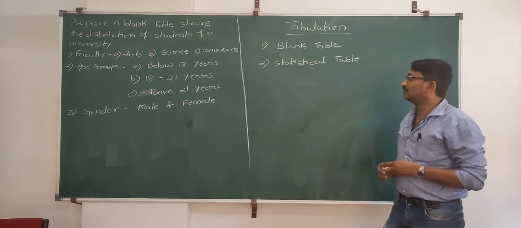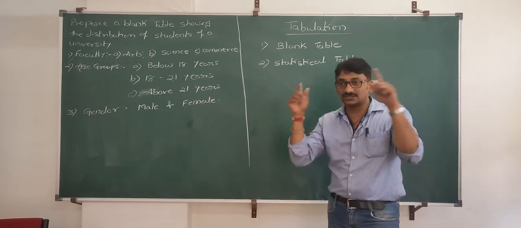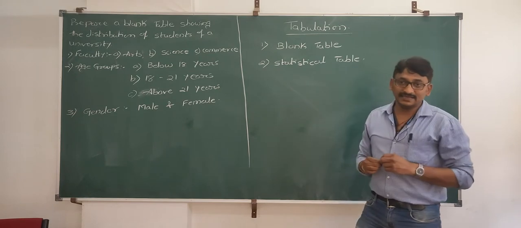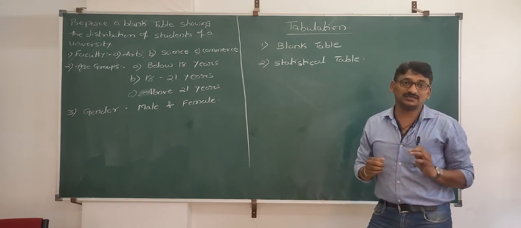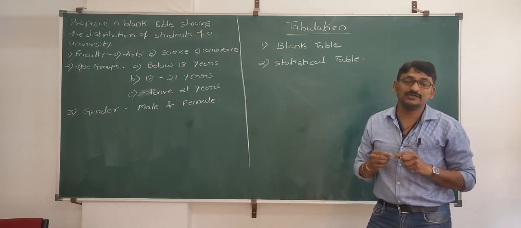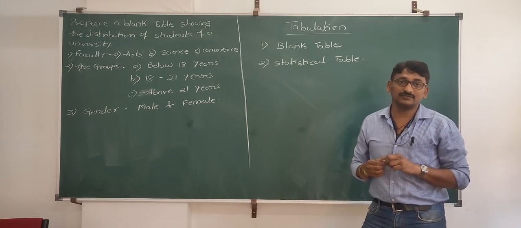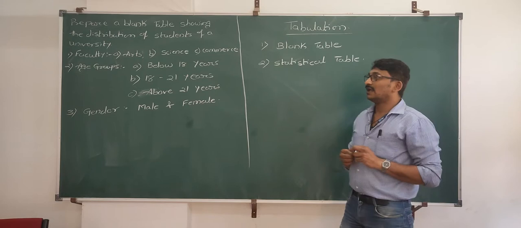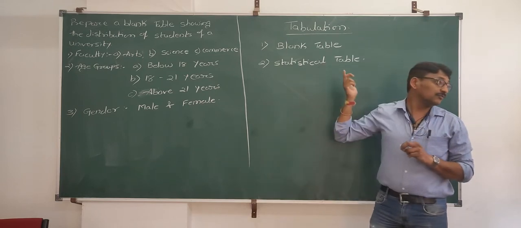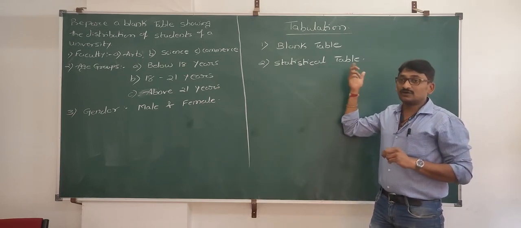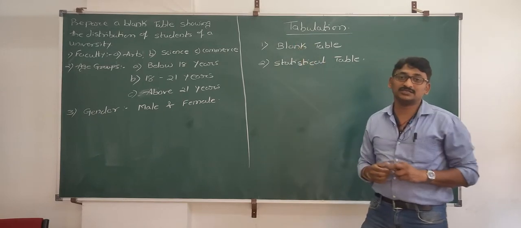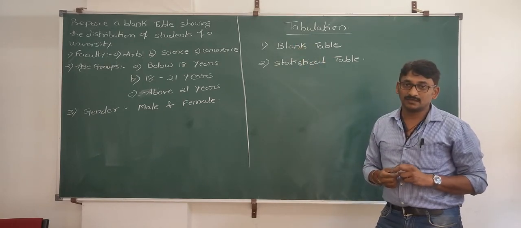Now what is blank table? Blank table is nothing but the structure of the table. In that table, no value is written. The body of the table should be nil. Body of the table should not contain any value. That is called a blank table. And statistical table is nothing but if you substitute the values in the blank table, it becomes a statistical table.